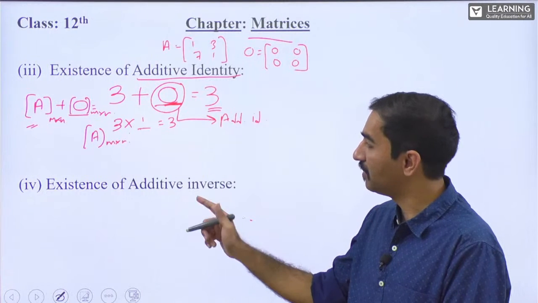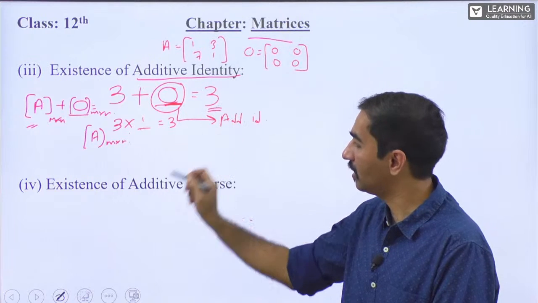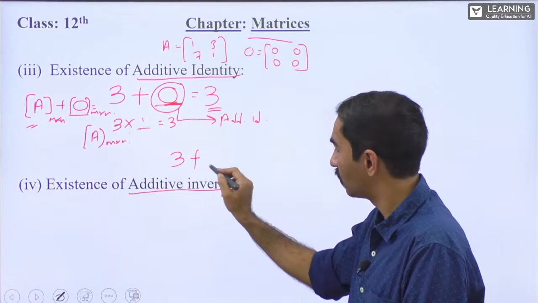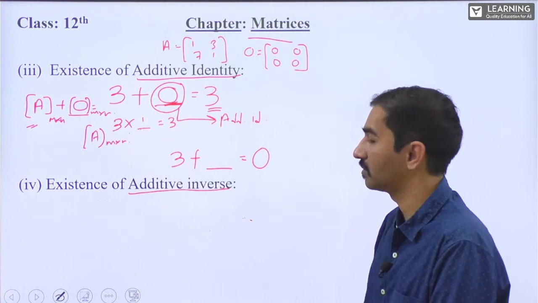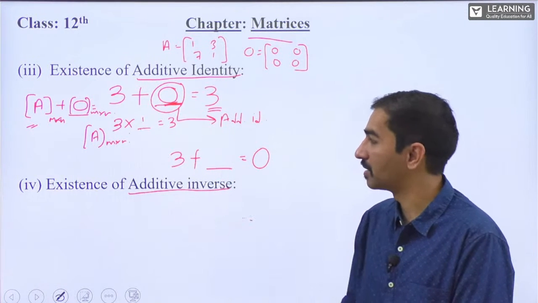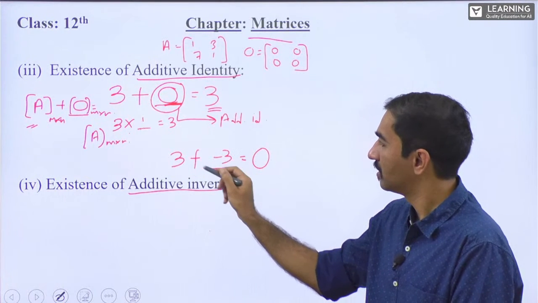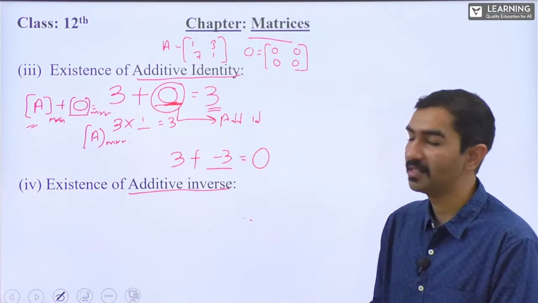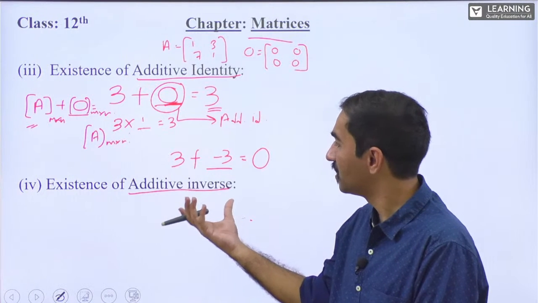Existence of additive inverse. Now this is additive identity, right? So 3 plus 0 is equal to 3. What is this additive inverse? 3 plus what should be added here such that we'll be getting 0? What should be filled in this blank, students? Very simple, right? If we are getting 0 here, then it must be minus 3. So 3 minus 3 will be equal to how much? 0.